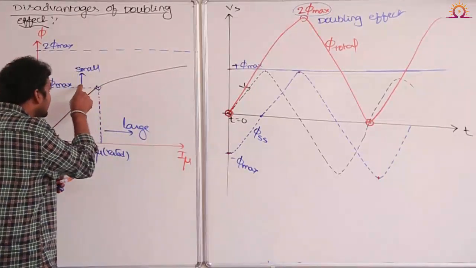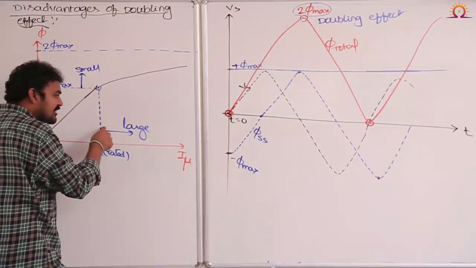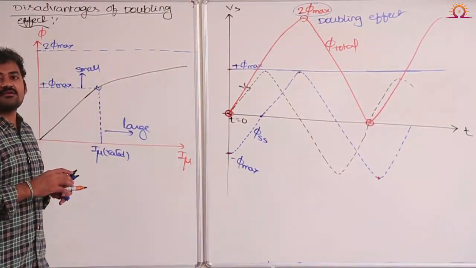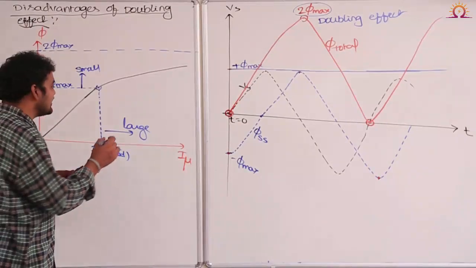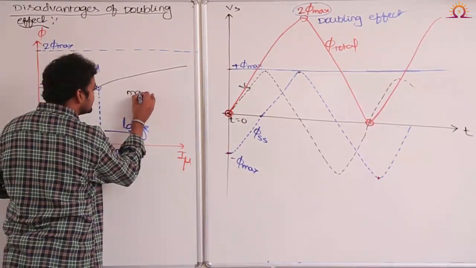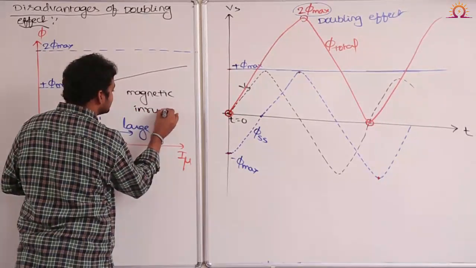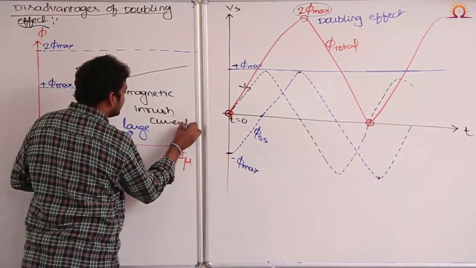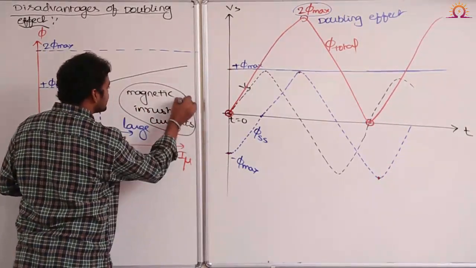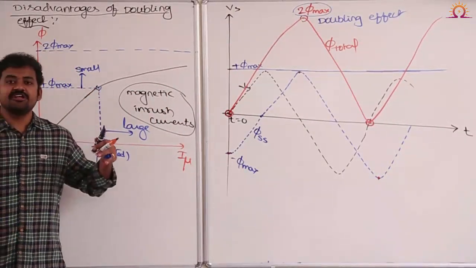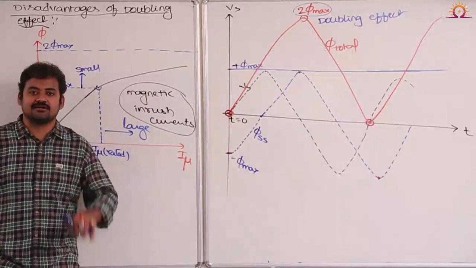Therefore, a deep saturation will draw dangerously high magnetizing currents, and those dangerously high magnetizing currents are called magnetic inrush currents. We will call them magnetic inrush currents. So what is the range of magnetic inrush currents? Magnetic inrush currents will usually be 15 to 20 times the rated current.